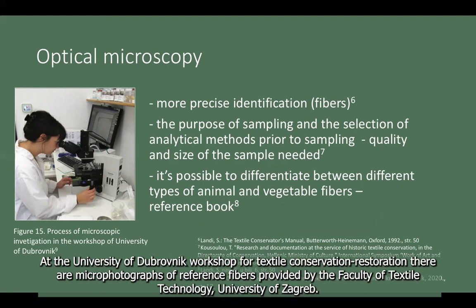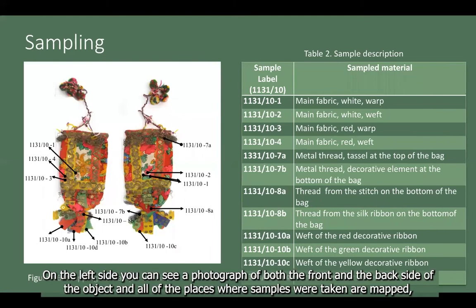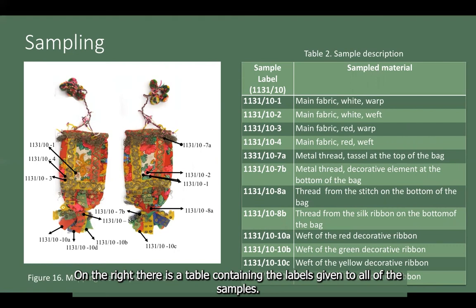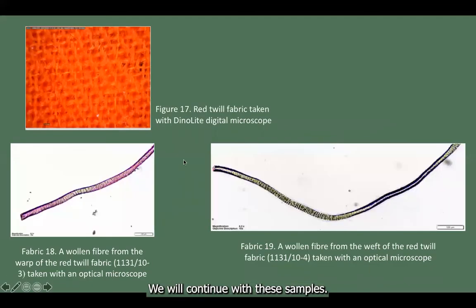At the University of Dubrovnik workshop for textile conservation restoration, there are microphotographs of reference fibers provided by the Faculty of Textile Technology, University of Zagreb. On the left side of this slide, you can see a photograph of both the front and the back side of the object, and all of the places where samples were taken are mapped. On the right, there is a table containing the labels given to all of the samples. And we will continue with these samples.